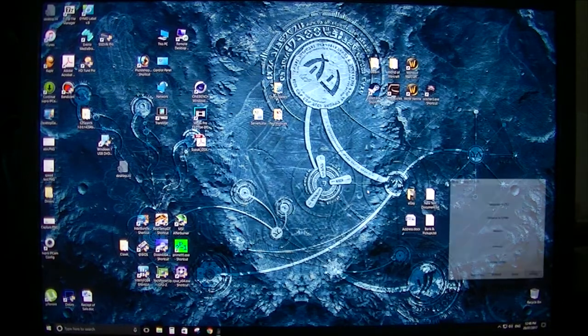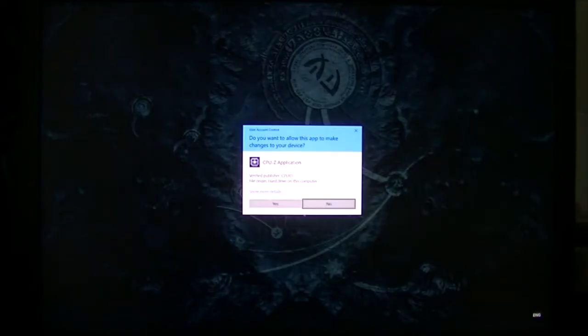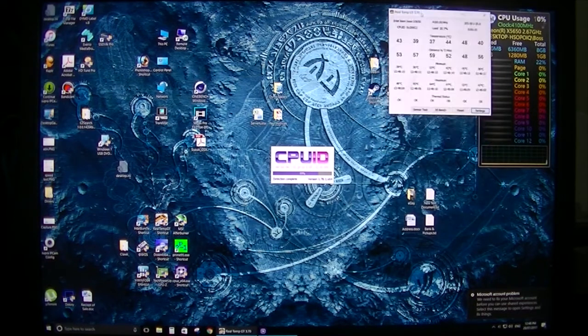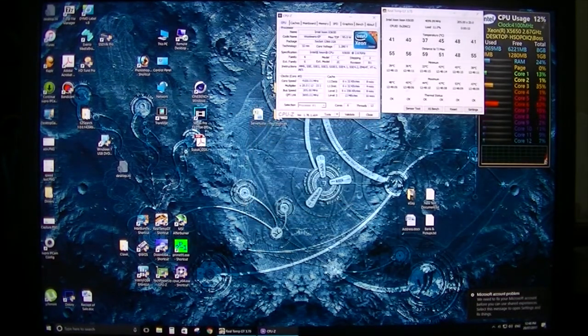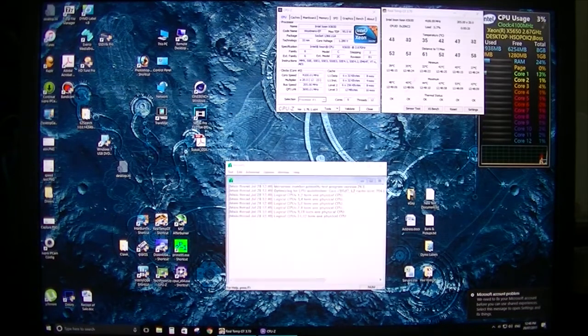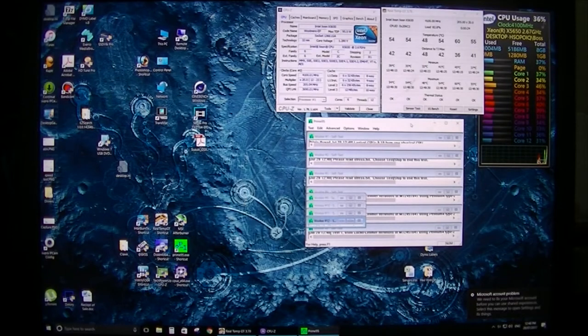Now we're just going to crank up Real Temp and CPU-Z, make sure our values are correct, make sure our voltages aren't stupidly high. Some motherboards like to really overvolt the CPUs. Move that junk out of the way. Real Temp, CPU-Z, and we've got our CPU meter on the right hand side there.